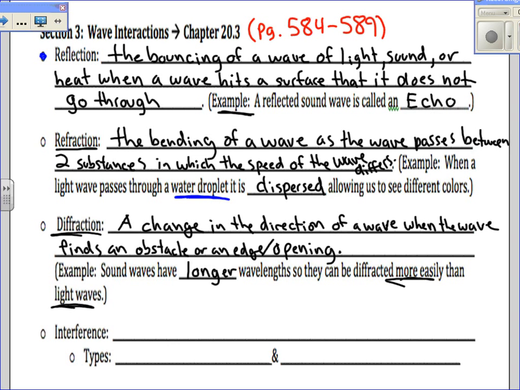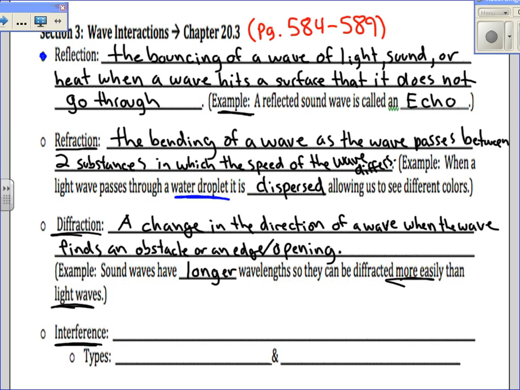And now diffraction, once again, is the change in the direction of a wave when the wave finds an obstacle or an edge or opening. Now, sound waves can curve or bend around buildings and can be heard. For instance, if you're walking down a city street and there's music coming from behind a building, you can still hear it because of diffraction. So it happens more easily with waves that have longer wavelengths.